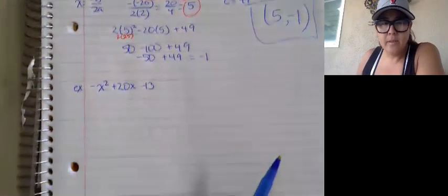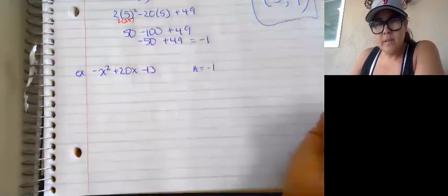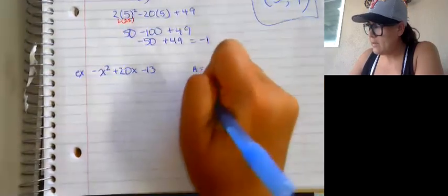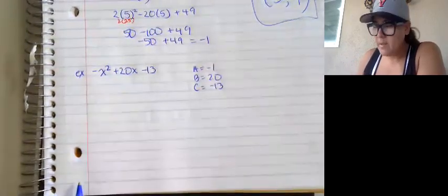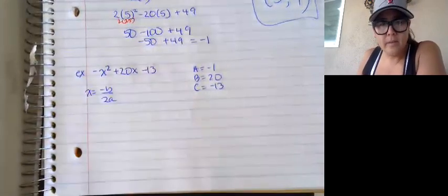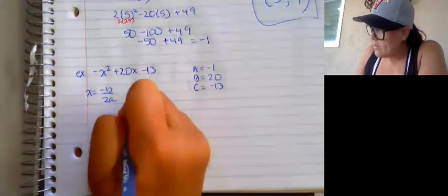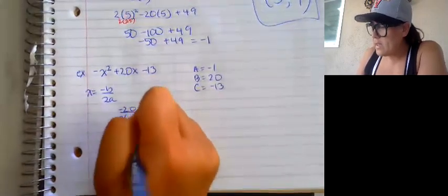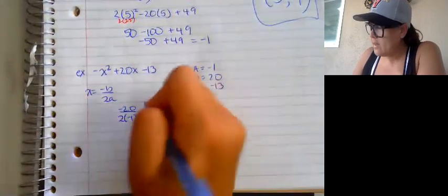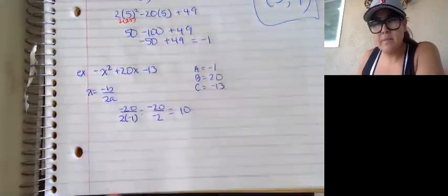And then your last one, again, a is equal to negative 1. Careful with the negative. b is equal to 20. c is equal to negative 13. x equals negative b over 2a. Okay. So that's going to give me negative 20 all over 2 times negative 1. Don't forget your negative out here. Give me negative 20 over negative 2, which equals positive 10.